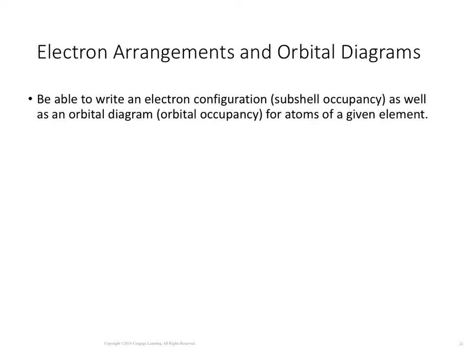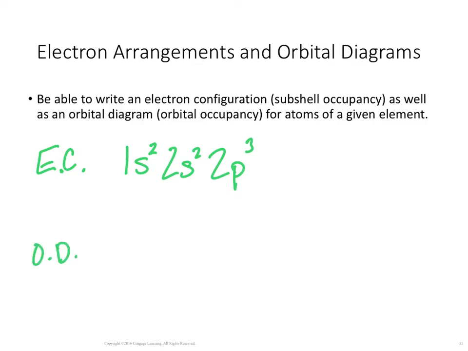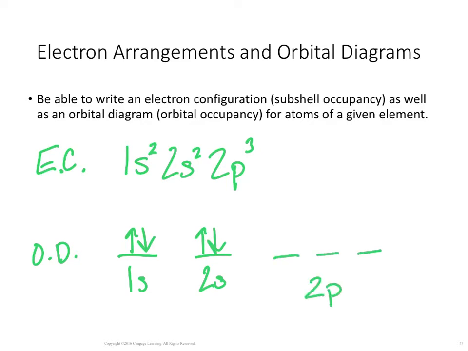Just as an example, an electron configuration would be 1s2, 2s2, 2p3, for example. An orbital diagram is where we think, okay, I have a 1s orbital, it can hold 2 electrons, and their spin is opposite. The 2s orbital also holds 2 electrons. And then the 2p, there's 3 p orbitals, and I'm going to put 1 electron in each first. So that is what my orbital diagram would look like.